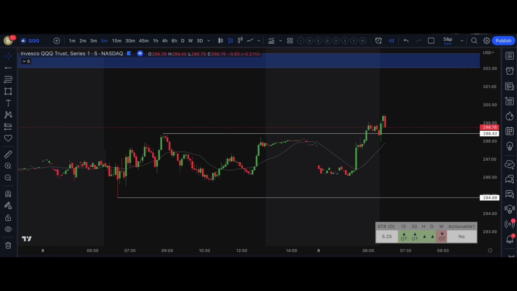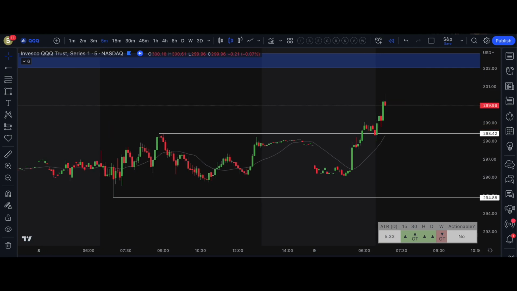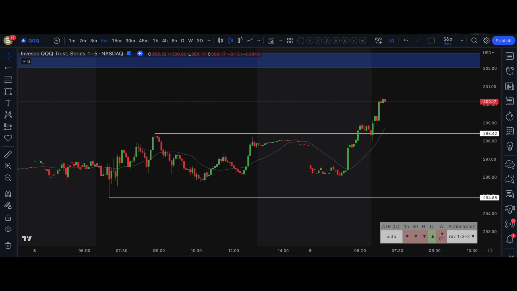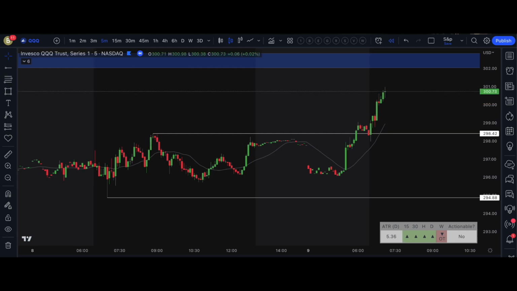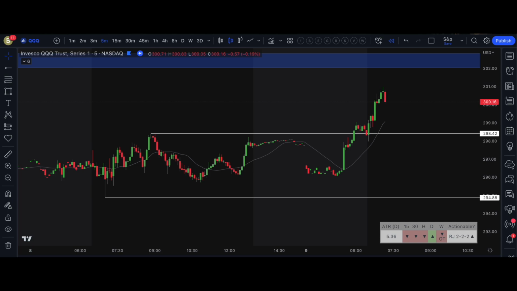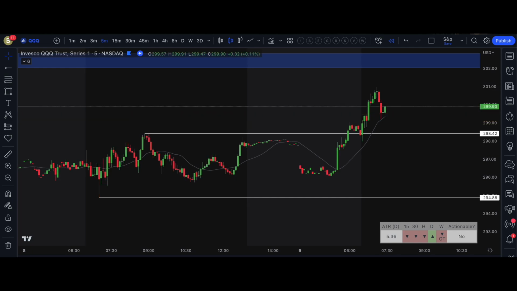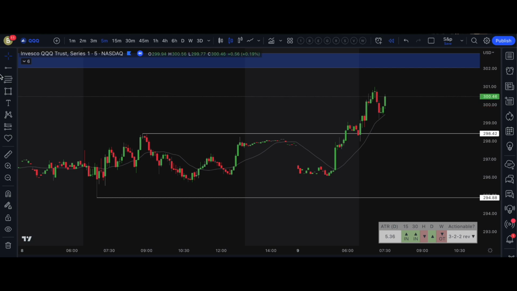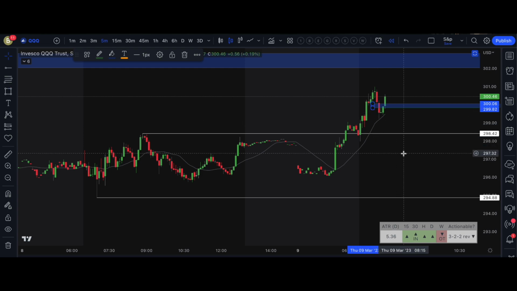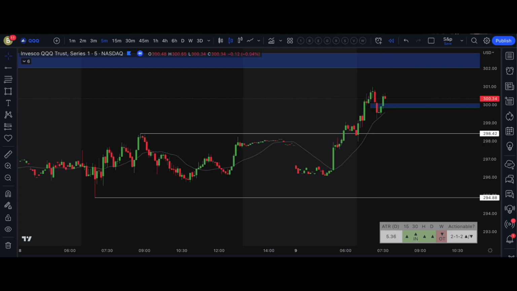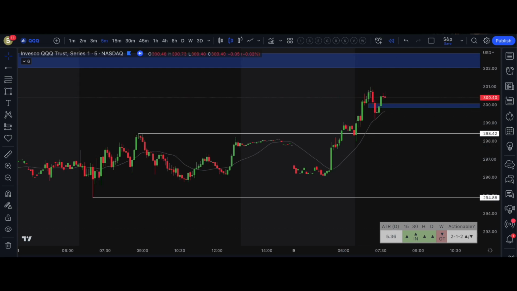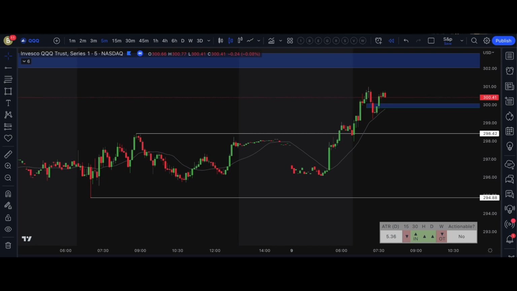But I like to let the structure develop and play out so you can get a better idea of which way we are going to go or where we can bounce. I want to let the structure play out so I can find some fair value gaps. As you can see, we do have a fair value gap over here, from here to here. We had another one earlier, but we can ignore that. That's not the one that I played.